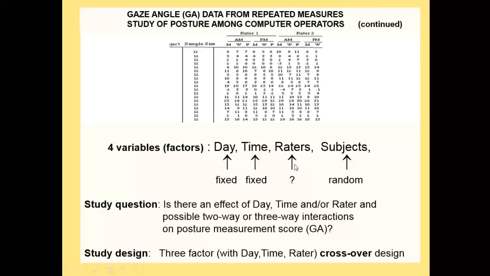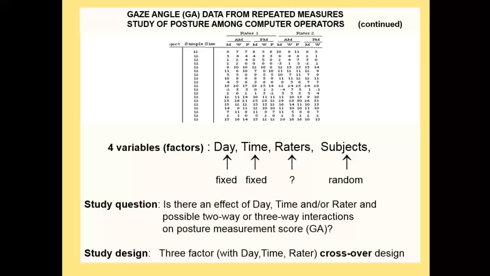Now think about this. This is actually what they had in this particular posture measurement study. This was a study done by one of our faculty members, Michelle Marcus. She did this a long time ago, but this was the issue that she had. Raters. They had 2 raters, rater 1 and rater 2.